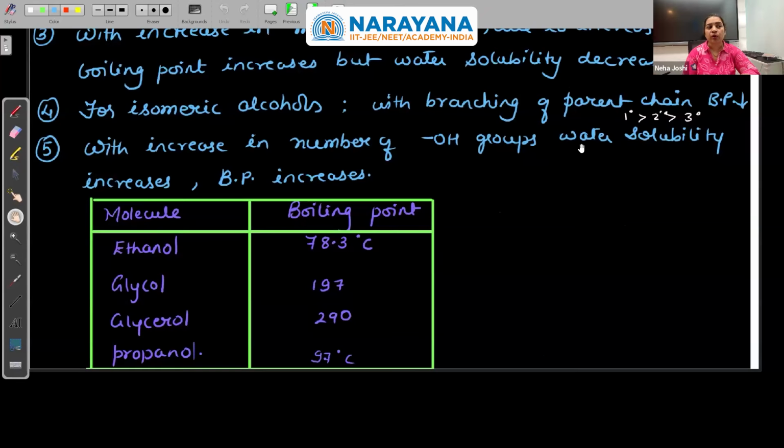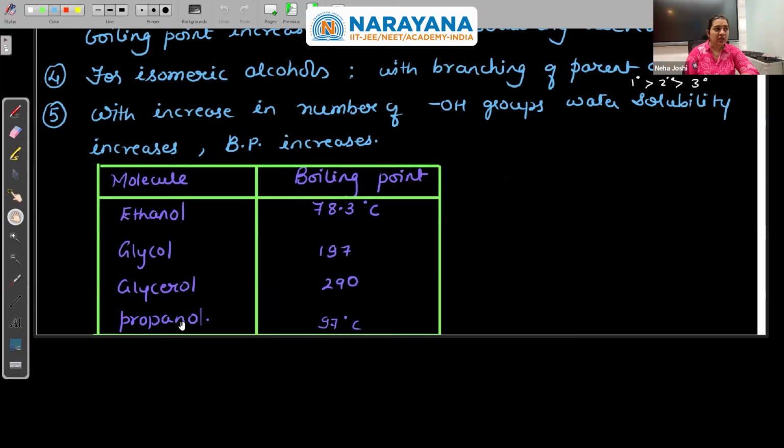With increase in number of OH groups, water solubility, I have already told, increases, boiling point increases. Now see the drastic change in boiling point from ethanol having 1 OH, 78.3. Yes, with increase in OH, there is increase in molecular weight, I agree. But from 78.3 to 197 degrees centigrade, the increase in molecular weight versus the increase in boiling point is very high. So too high increase in boiling point.